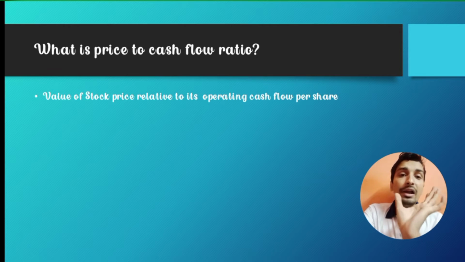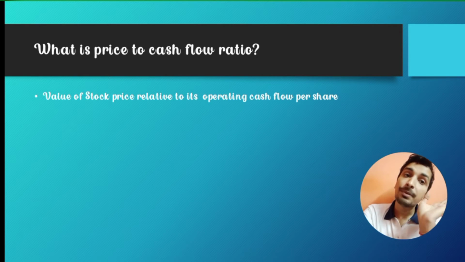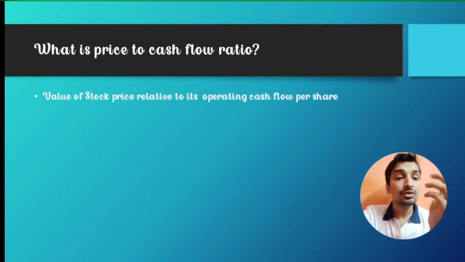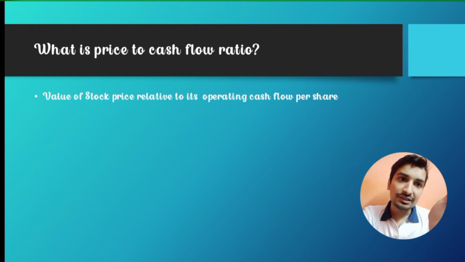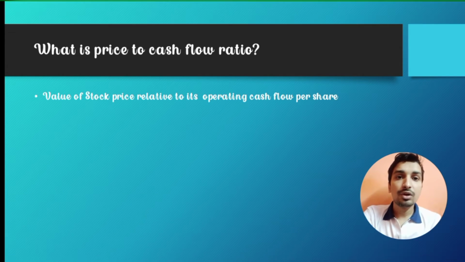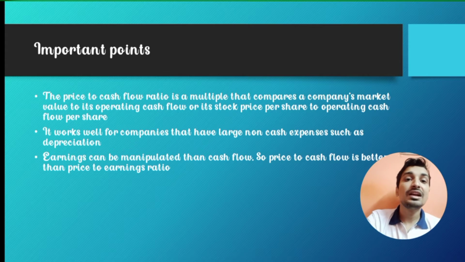Now the value of a stock price relative to that operating cash flow per share is called the price to cash flow ratio. You can calculate it by using the stock price divided by the operating cash flow per share, or you can do market capitalization divided by the operating cash flow. So that is another formula. Now let's go ahead and see the important points.